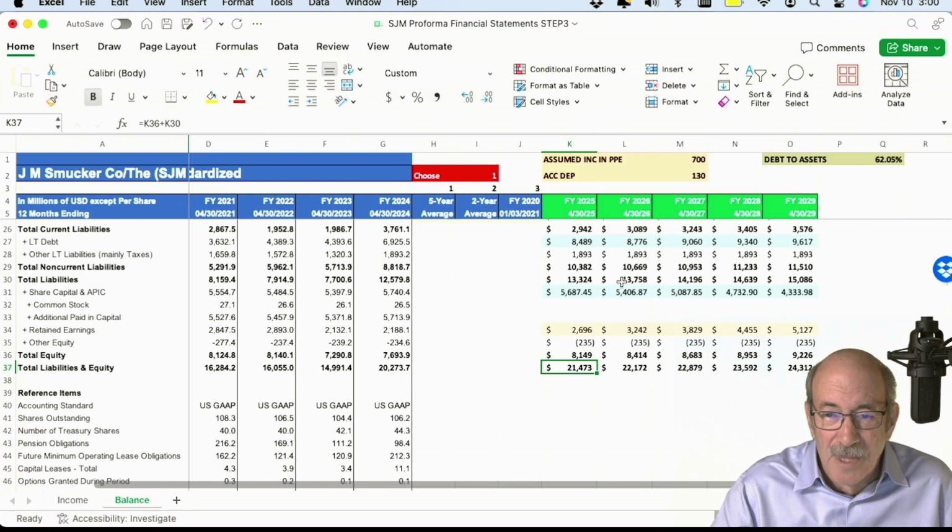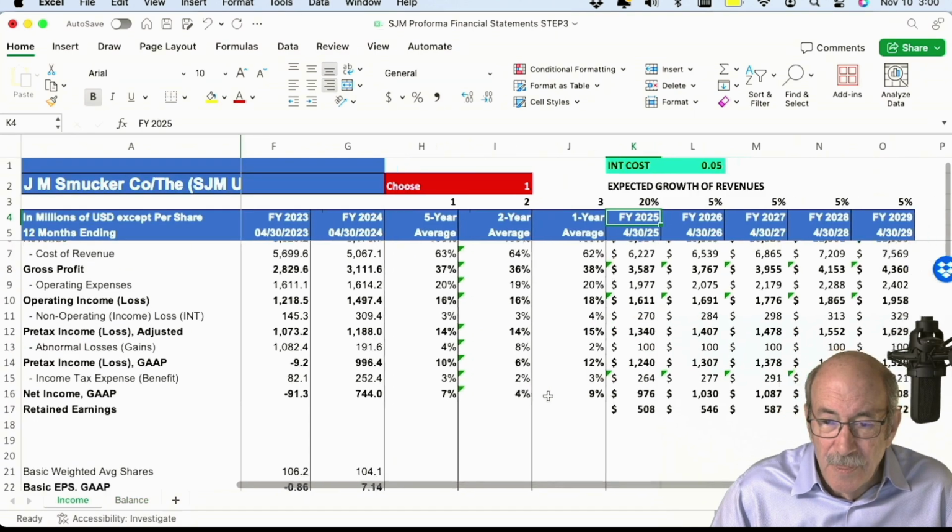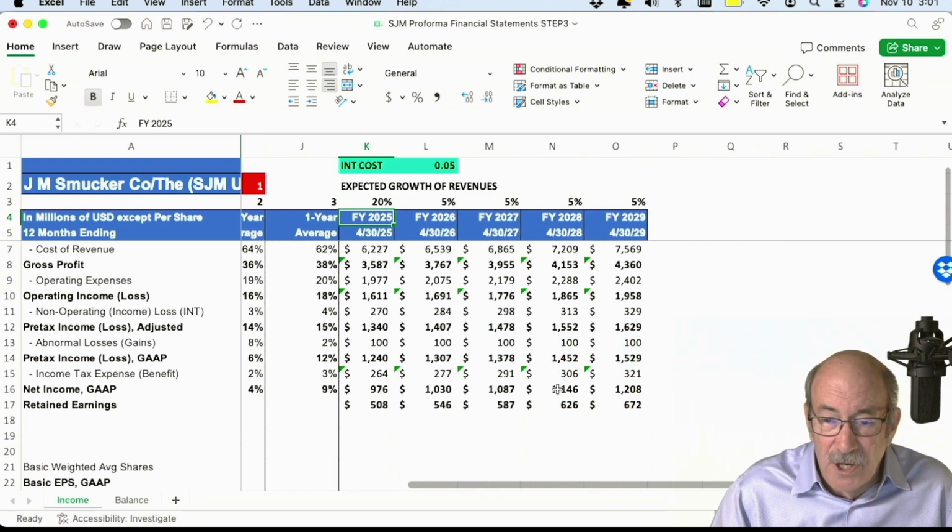All right. We've got one last step here, and we'll be done with this. So we have a net income projected all the way out here to fiscal year 2029.